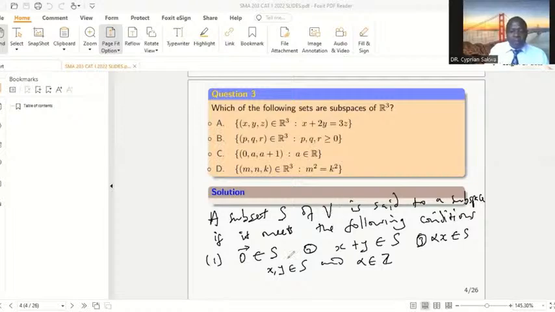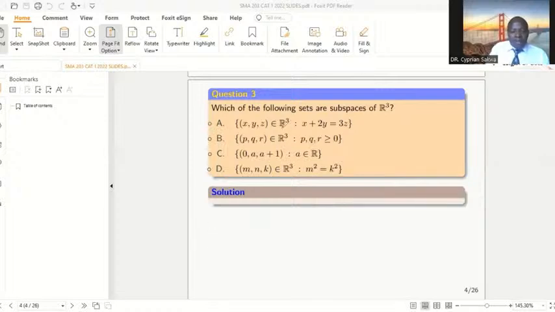So let's see which of these, because the question is which of the following are subspaces. So I want to see which of these four meets these three conditions. Let's begin with the first. Now, the first one, from even just looking at it, I can see it's a vector subspace.